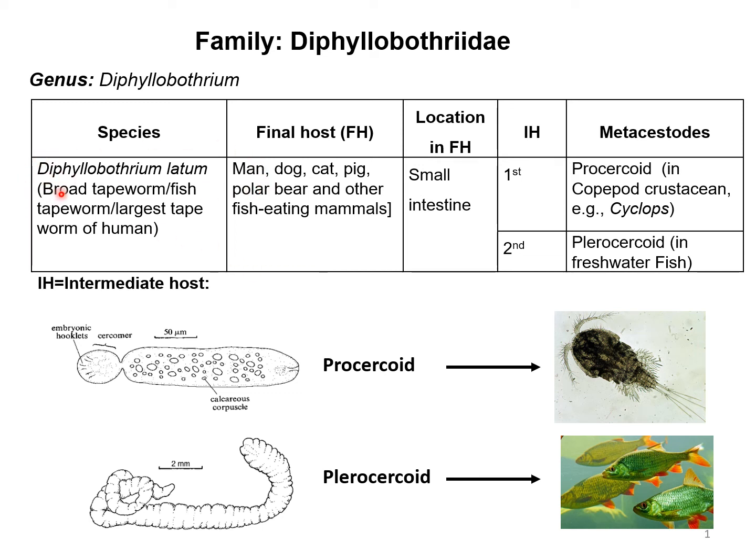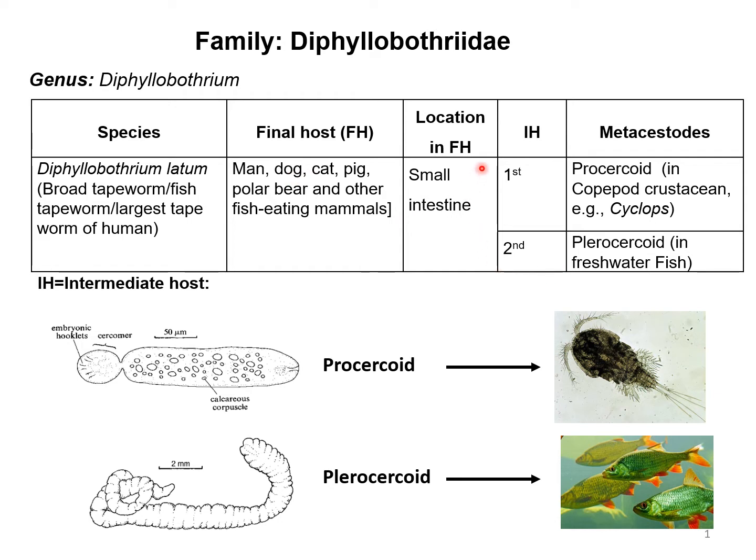Diphyllobothrium latum. This parasite is also known as broad tapeworm or fish tapeworm, and it is also called the largest tapeworm of human due to its size. These parasites can be found in man, dog, cat, pig, polar bear, and different other fish-eating mammals. This parasite lives in the small intestine of this final host.